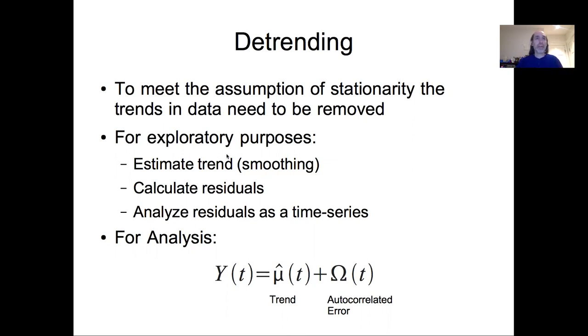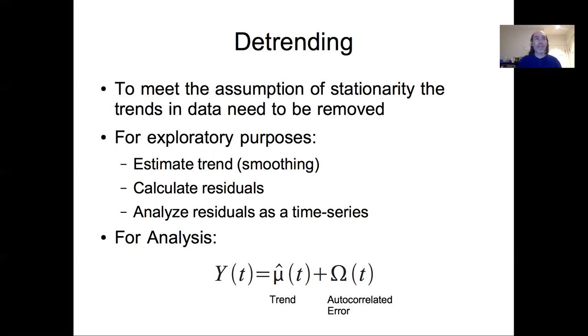When we're talking about exploratory analyses, we can often think about a three-step process where we start by estimating the trend, such as smoothing, which is what we covered in the last lecture. We can then calculate the residuals from that trend, so remove the trend using a smoother of some sort, look at the residuals, and then analyze the residuals as a time series with the trend removed to look for how the autocorrelation changes as a function of lag. Note that this is really intended as an exploratory analysis, not as a formal statistical analysis.